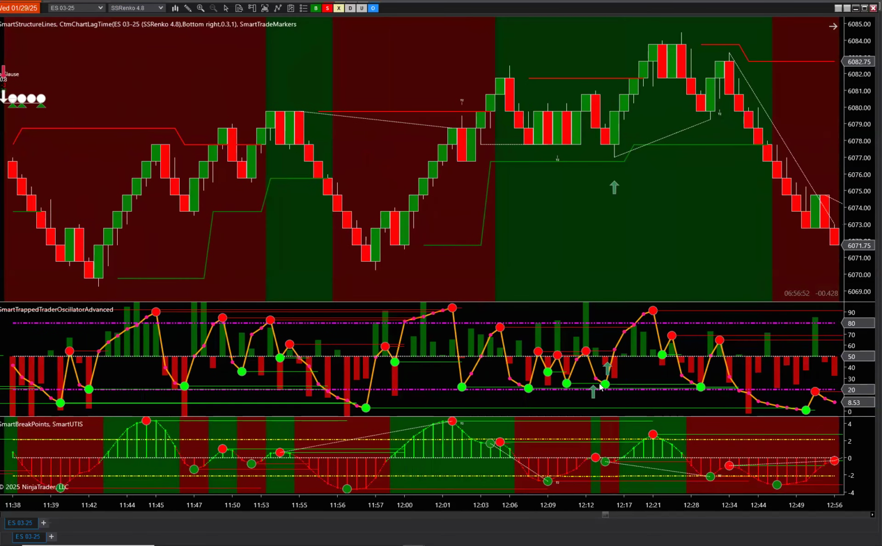You can see here we break through this green and this red. They both are minuscule, but this dot's under that dot, and Trap Trader Oscillator is through this red line, right? So that's an entry.